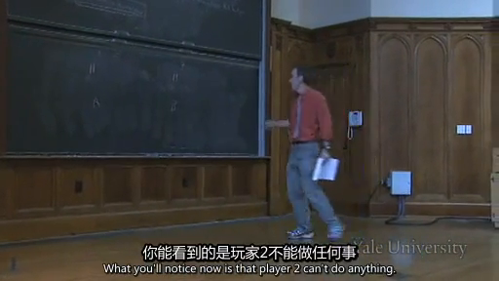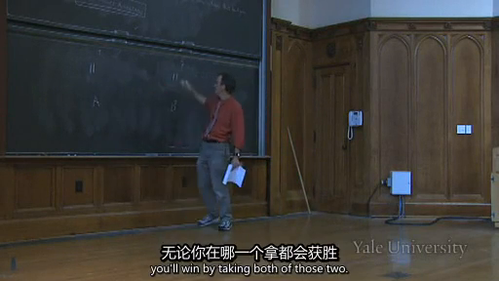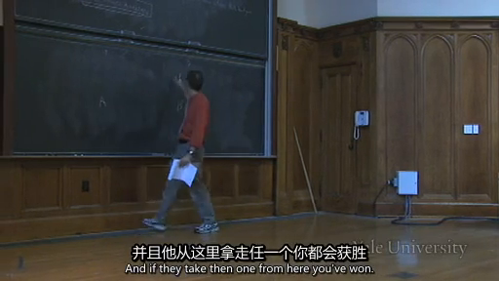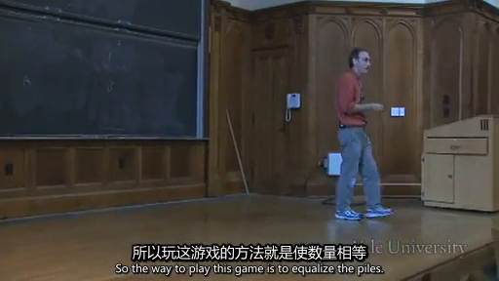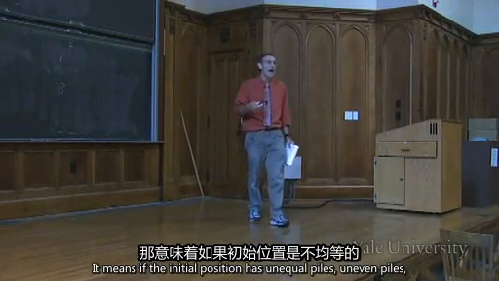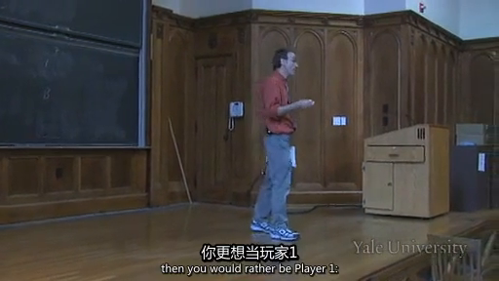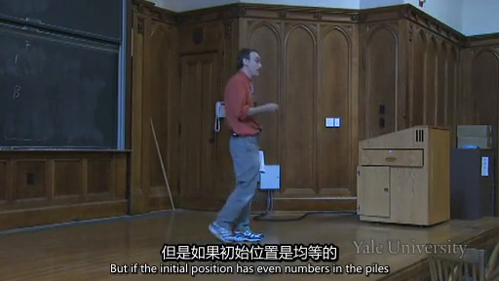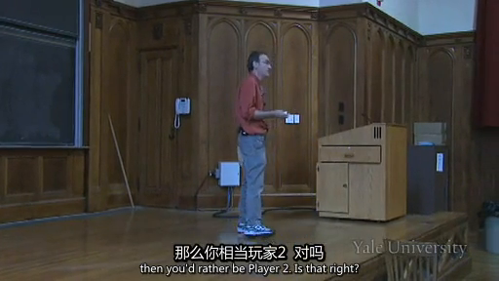What you'll notice now is that player 2 can't do anything. If they take 2 from here, you'll win by taking both of those 2. If they take 1 from here, you'll equalize the piles again. And if they then take 1 from here, you've won. So the way to play this game is to equalize the piles. It means if the initial position has unequal piles, then you would rather be player 1. It has a first mover advantage. But if the initial position has even numbers in the piles, then you'd rather be player 2. Is that right?